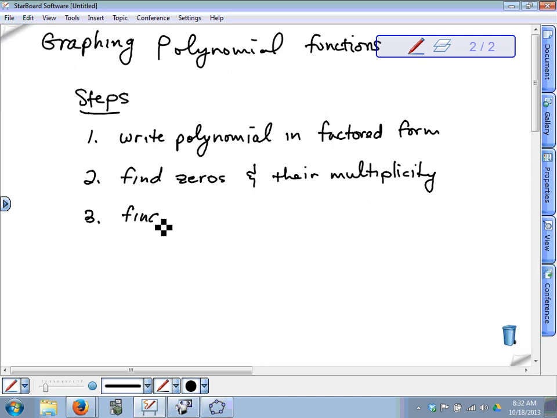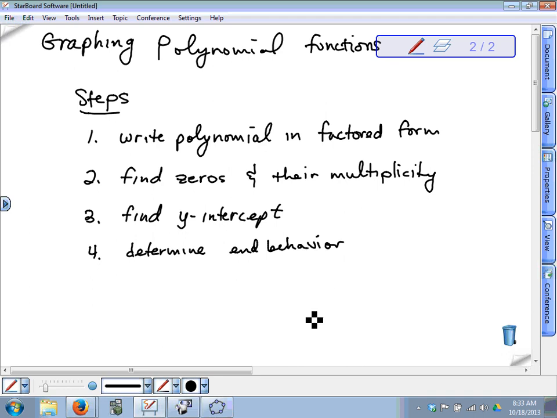Step 3, this is kind of an easy one. Find the y-intercept. Step 4, determine end behavior. And finally, once you've done all of that, you can sketch the graph.